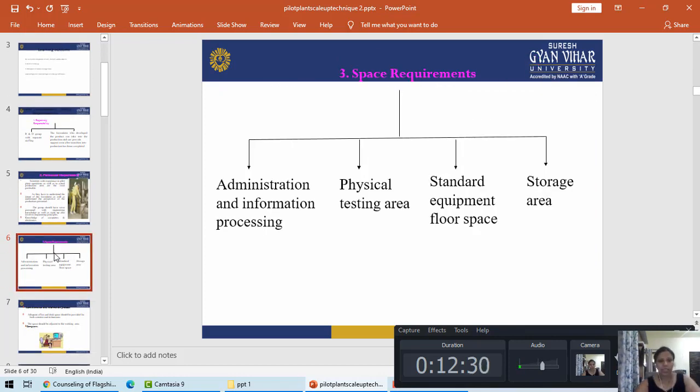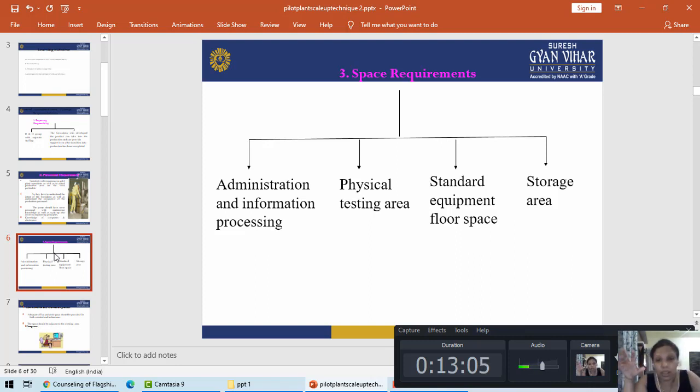Yeah. The next is the space requirement. Now we have discussed the responsibility requirement. We have discussed the personnel requirement. Now the third one is the space requirement. Obviously in any kind of formulation we cannot ignore the space, because if there is no space there is no work. So for the physical work done we should have the proper space.